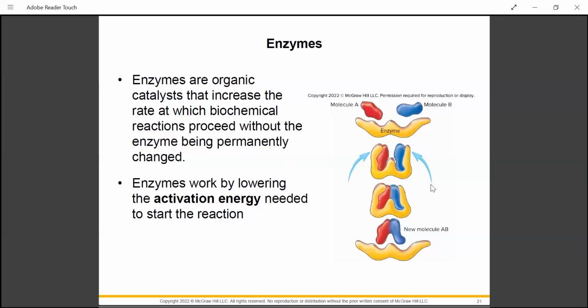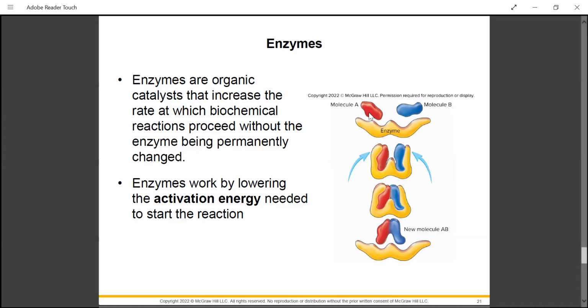So if we needed to have a lot of energy available all the time without enzymes, we'd probably run out. So enzymes allow us to use much less energy. It makes us much more efficient, much quicker at doing all of these different reactions that need to happen.